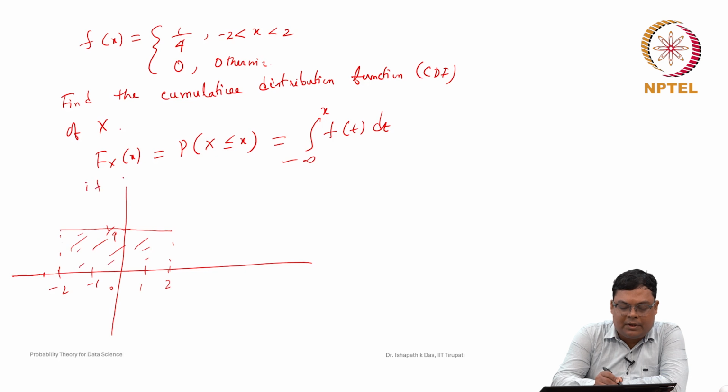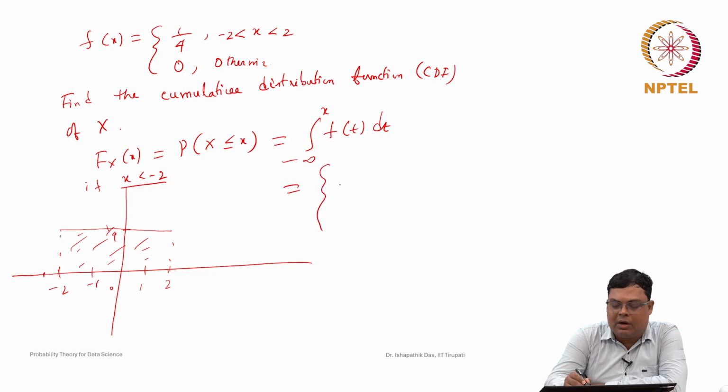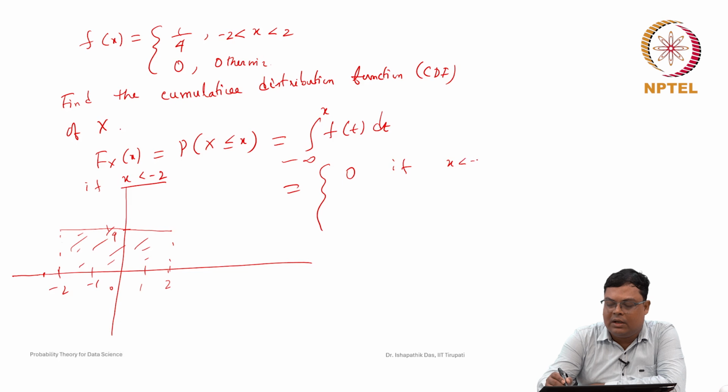So, if this x is less than minus 2, then the probability, the integral from minus infinity to x of f_X, will be 0, because x is less than minus 2. Up to this point you are doing the integration, there is no probability density. So, this probability will be 0. This will be equal to 0 if x is less than minus 2.